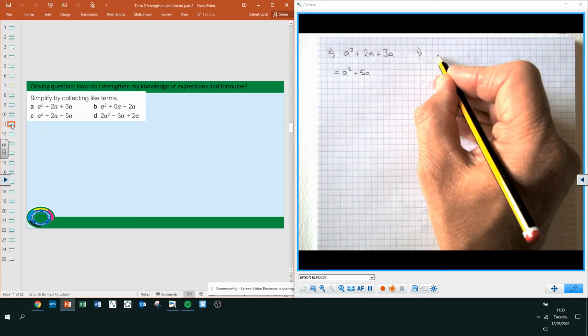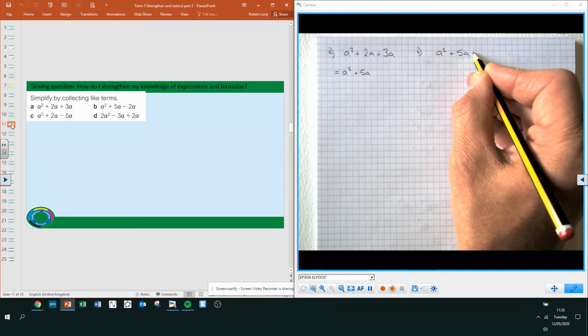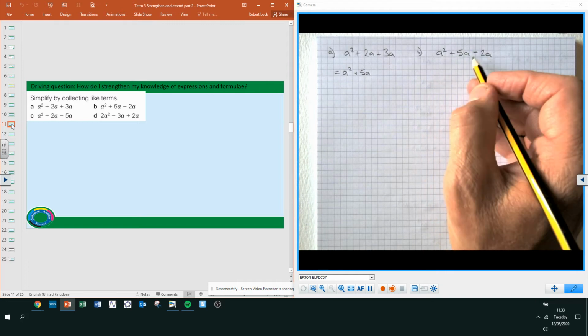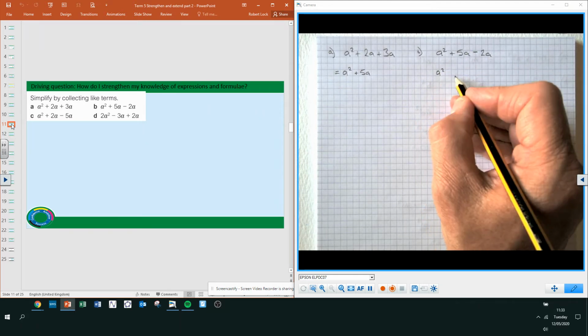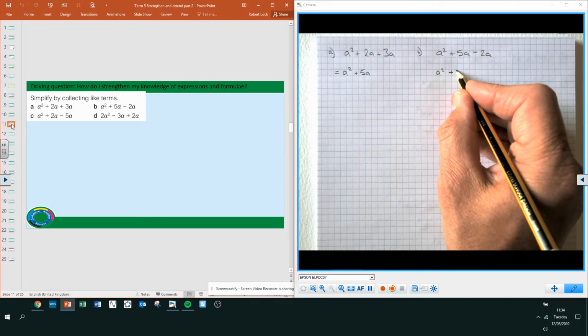B. A squared plus 5a minus 2a. There's no other a squareds there, so it'll be a squared. 5a take away 2a will be 3a, so it'll be plus 3a.